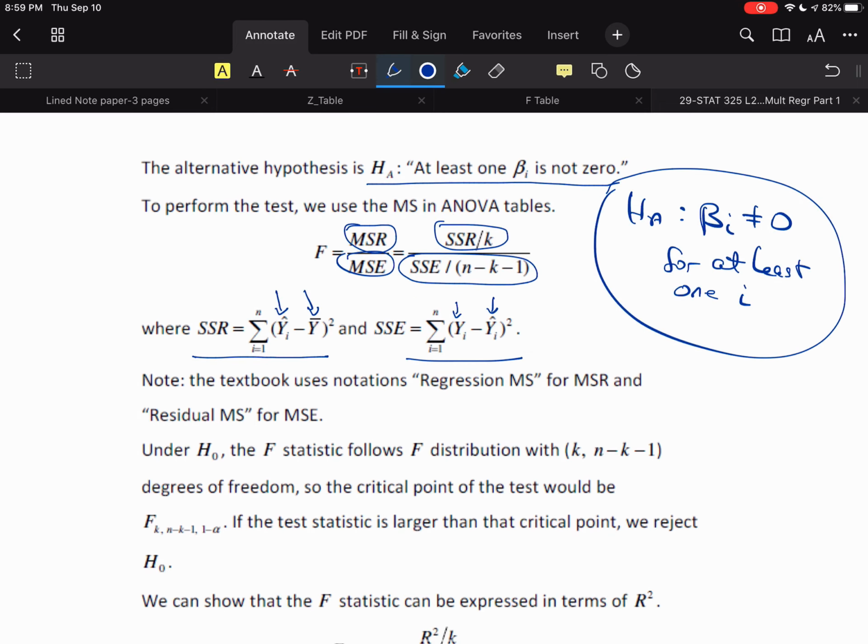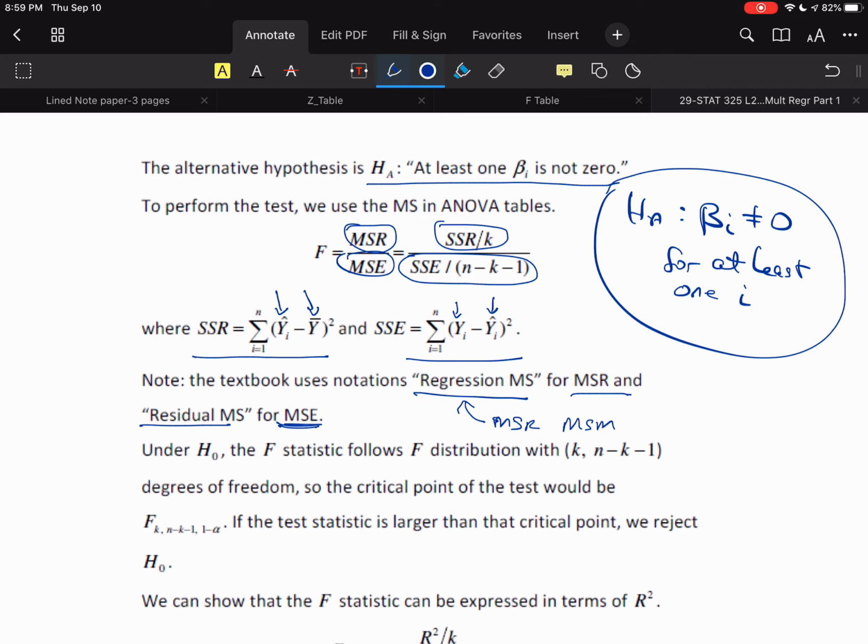And so the textbook uses regression MS for MSR and residual MS for MSE. So this is equivalent to MSR, or MSM sometimes for model, okay? And residual MS is MSE as well. So various names, but most of us like to use MSE or SSE, so you won't be confused if you take Stat 400, which uses the same kind of notation.